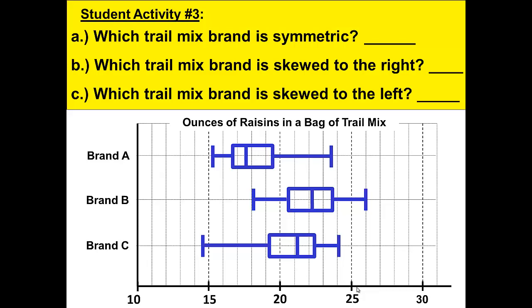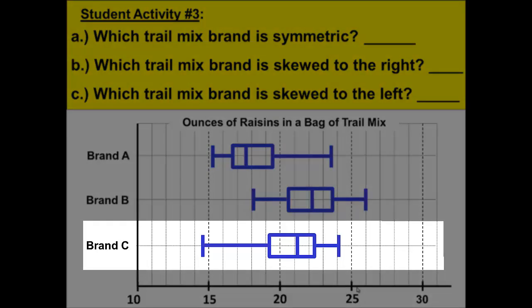Which trail mix brand is skewed to the left? More data to the left-hand side or a longer left whisker or tail. That would be brand C.